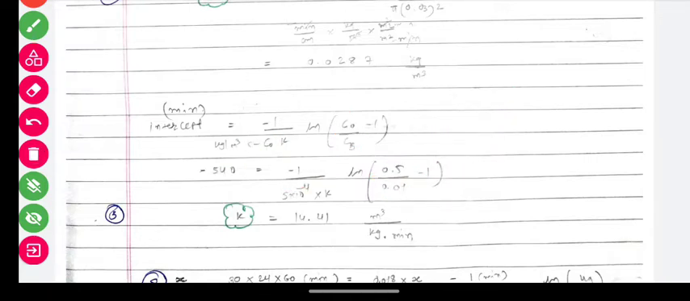Okay, I just forgot this. C0 is not 600, I just mixed this up. C0 is your 0.5. Okay, 0.5 is your C0, not 600. You just have to put in all these values and you will get the K.